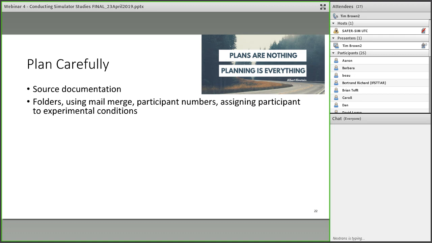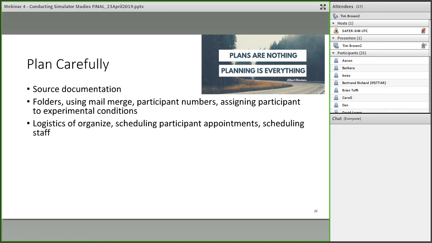Folders using mail merge in the Office product is one of the things that we use to minimize mistakes. You can have an Excel spreadsheet, and then you get your labels printed out, you get your forms printed off, and they've got the subject numbers pre-written on them, minimizing the possibility of errors as you go through.